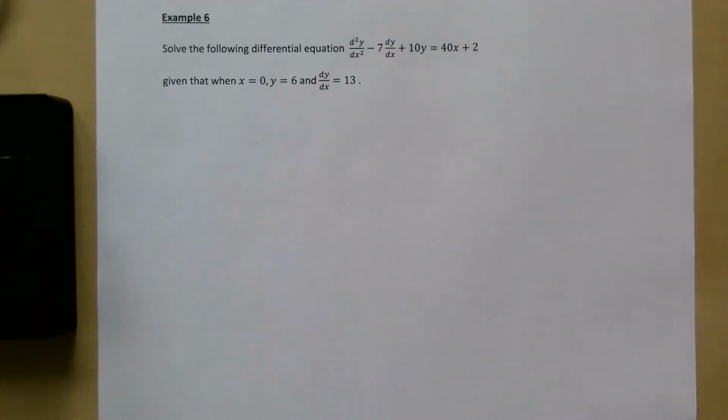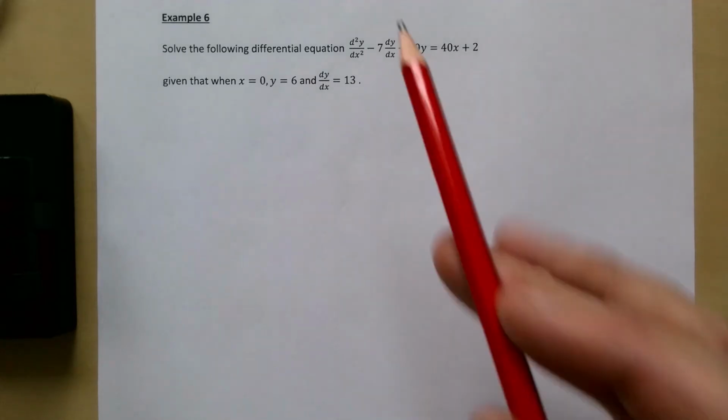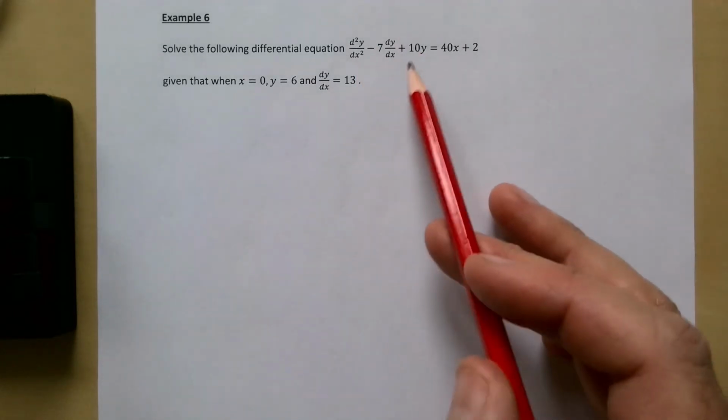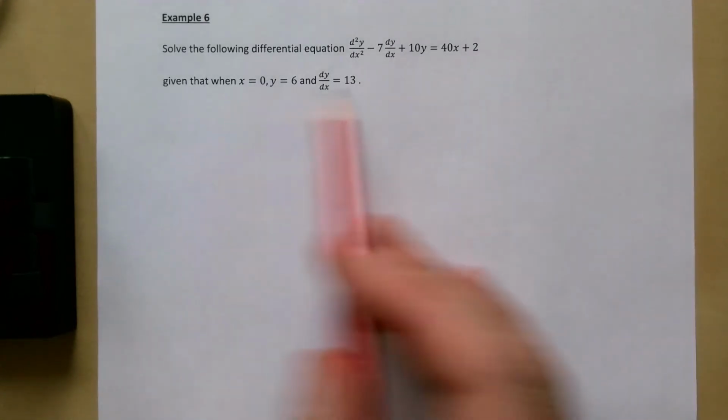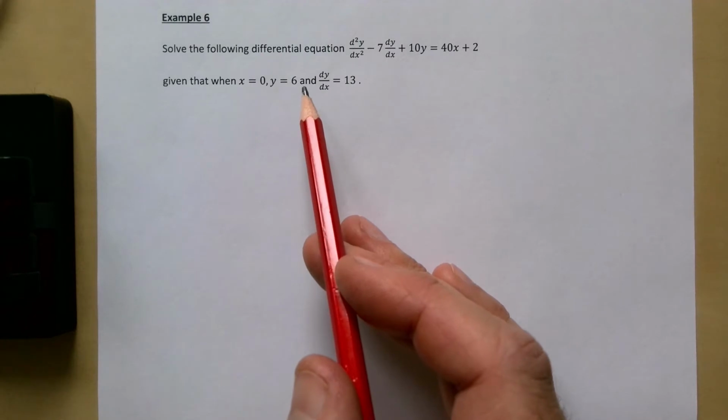We're in chapter 6, differential equations, and this is our final example looking at second order differential equations. So solve the following differential equation: d2y by dx squared minus 7 dy by dx plus 10y equals 40x plus 2. And then we're given our conditions here, so we should be able to find out any constants.